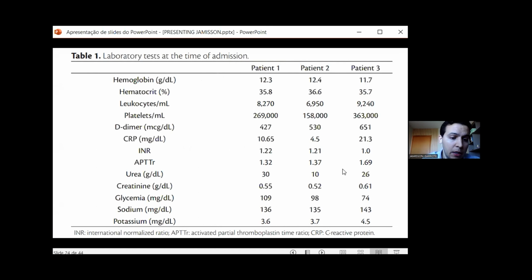So just to show you the laboratory tests from the admission of the three patients. Pay attention to the D-dimer values, which were low, as they were mild cases overall.